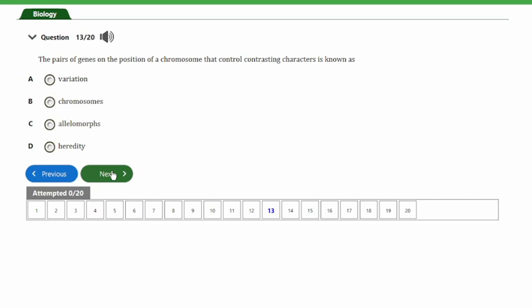So a pair of contrasting allelomorphs are called allelic pair. So guys, like I said earlier on, the answer to this question is option C, and that's allelomorphs. So let's look at the next question, guys.